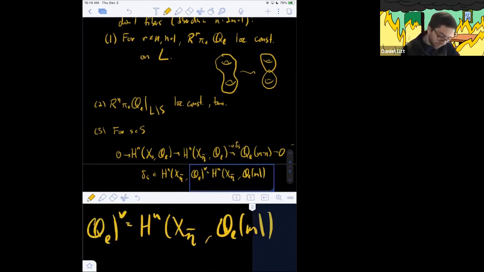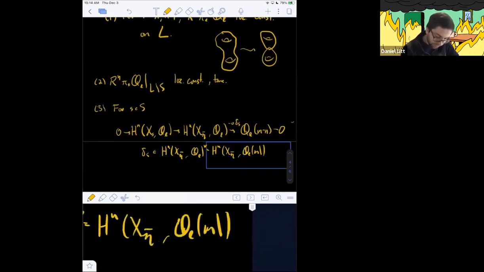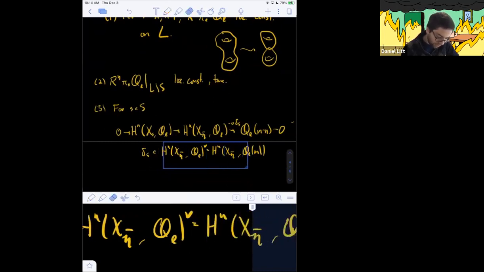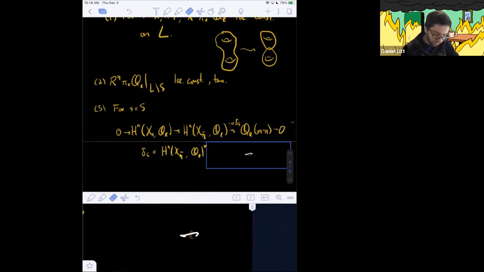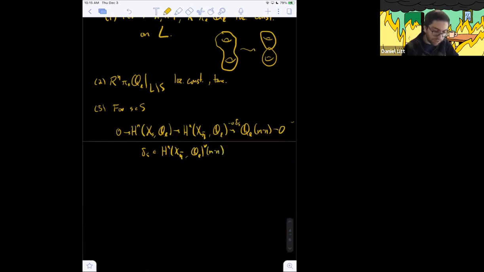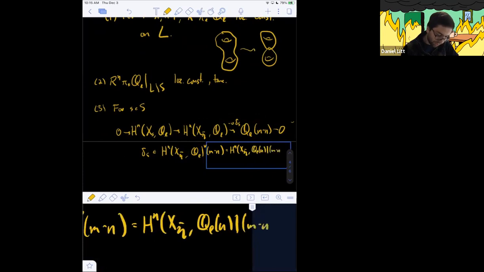Yeah, it's QL of M. Sorry, it's a map from, sorry. So delta S is in this, twisted by M minus N. Yeah, sorry about that. So that's just the image of 1 under the dual of this map. So what is this QL, this dual vector space? By Poincare duality, this is H^n of X eta bar, QL of N, the fiber dimension, twisted by M minus N.